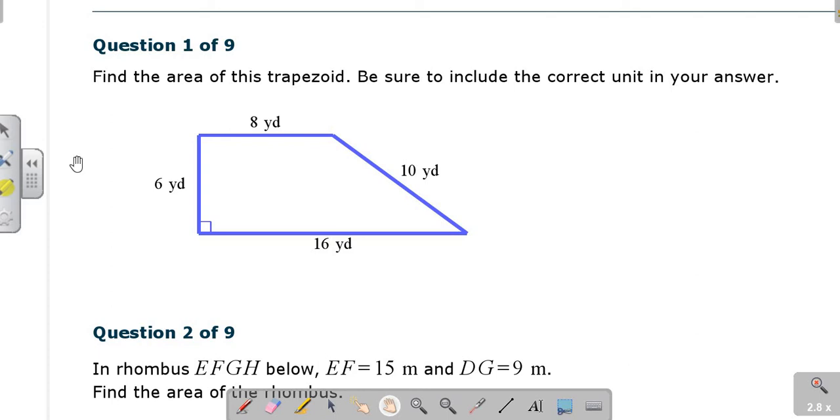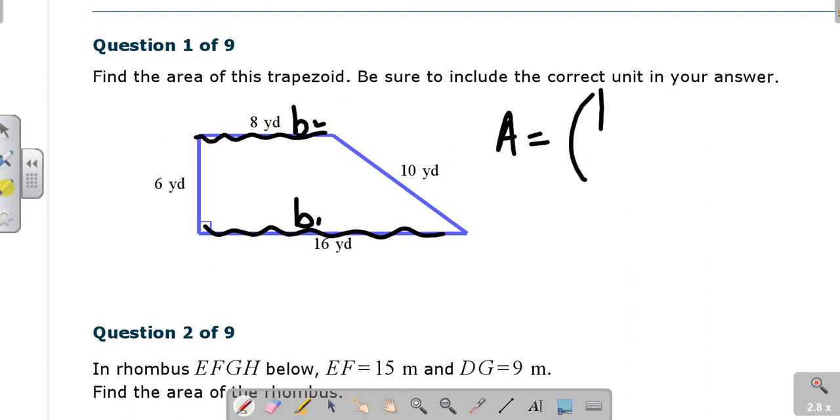Students, this is our final help video, Unit 8. It says find the area of the trapezoid. A trapezoid is going to be the two parallel sides, which we call the bases. It doesn't matter which one's 1, which one's 2.